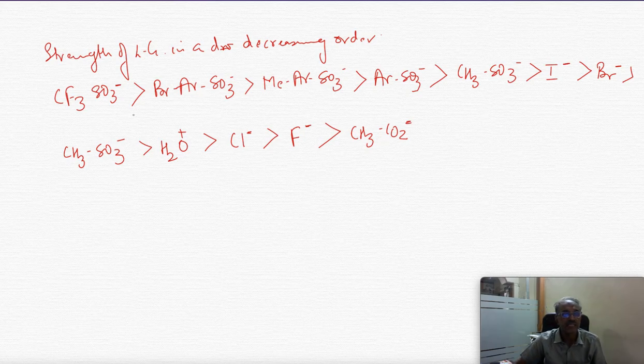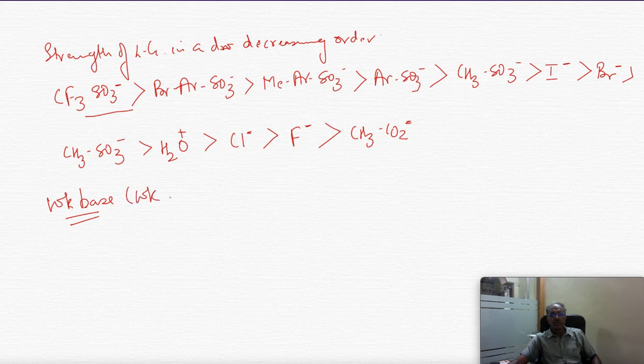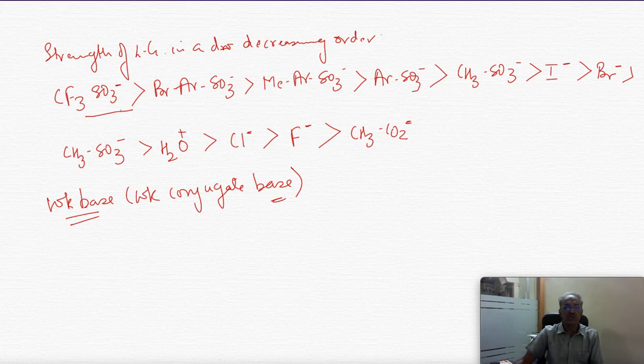That means I can say these are weak bases, or weak conjugate bases to be more precise. Weaker the base, stronger the leaving group capacity. We will take a simple example.